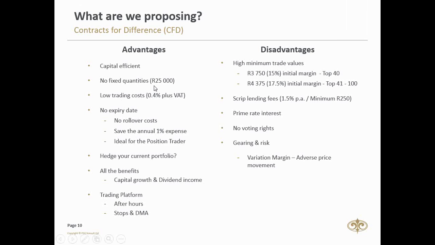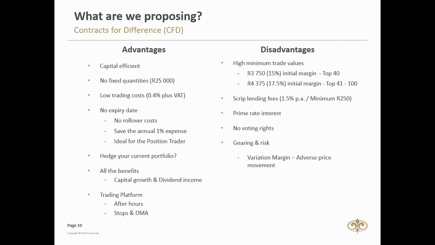Okay, so CFDs are very simple products. It's like trading a normal share. As I say, the only big difference is instead of outlaying 100%, you're putting down an initial margin. But also compared to equities, remember on PSG, we work on a sliding scale, 0.9% for the first 25,000. Here we're working on 0.4% plus VAT. That's how simple it is.